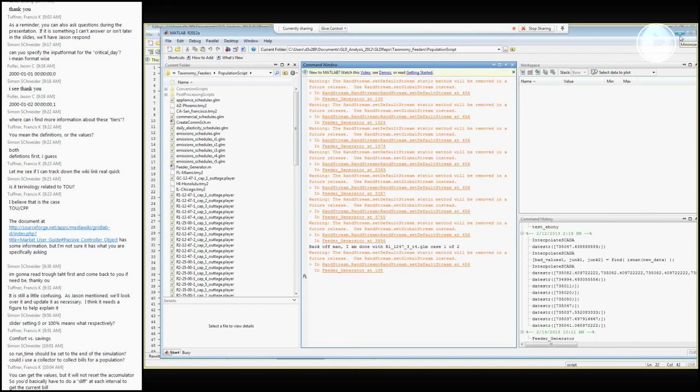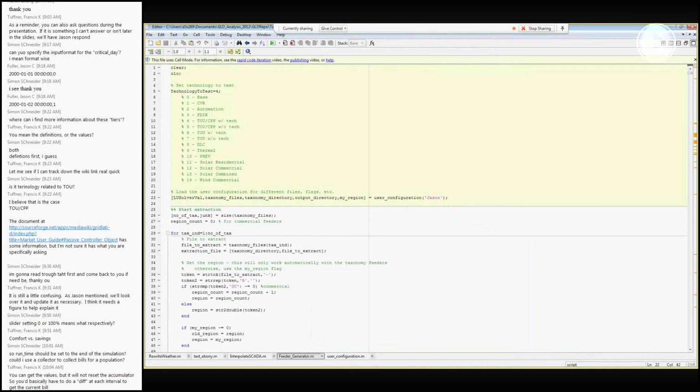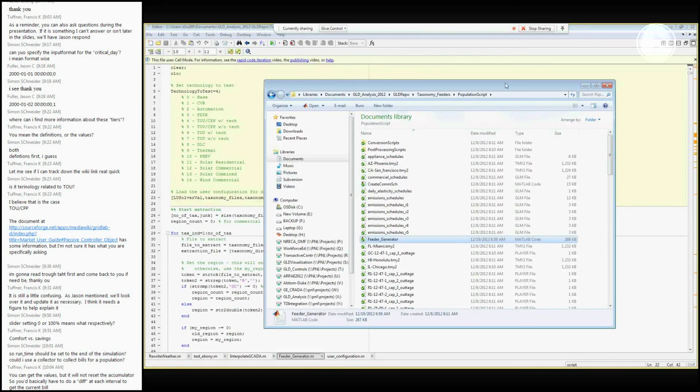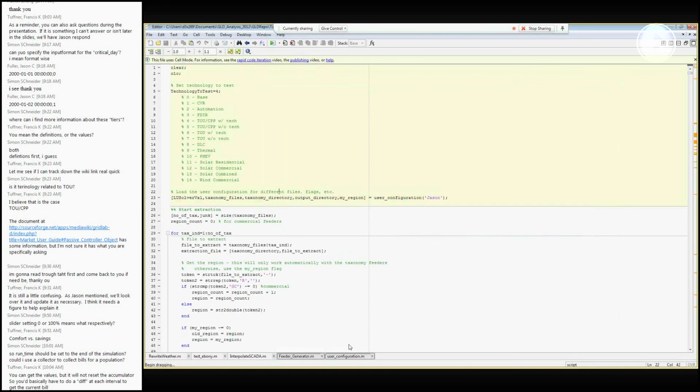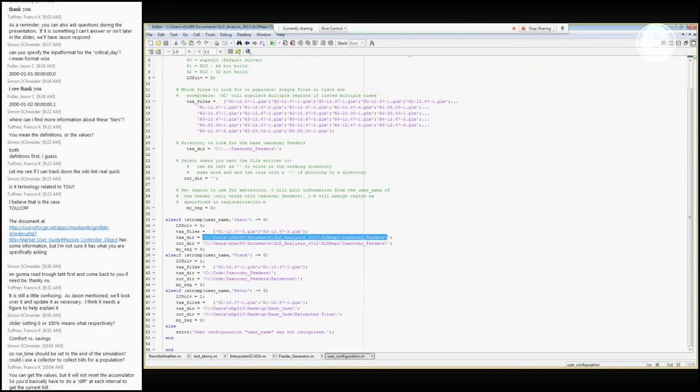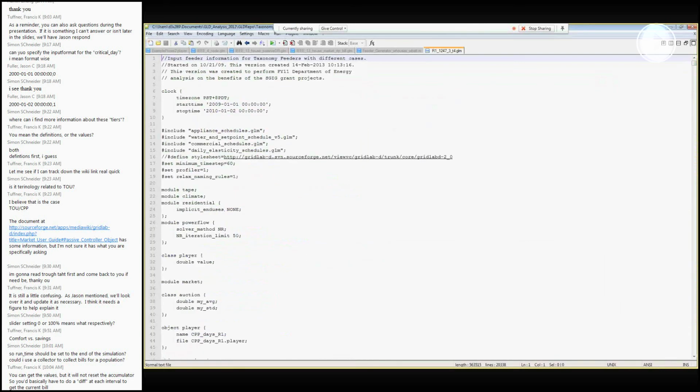So if I go and look at where I asked it to output to, which I'm sure I can't remember what that is right now, let's take a look. That should just be in here. So if I pull up this file, this now is this taxonomy feeder R1 1247.3 with a bunch of new technologies added to it. It pulls in all the schedules that you need, sets up the clock, all these different things. This is an annual simulation because this was for analysis work that we were doing.